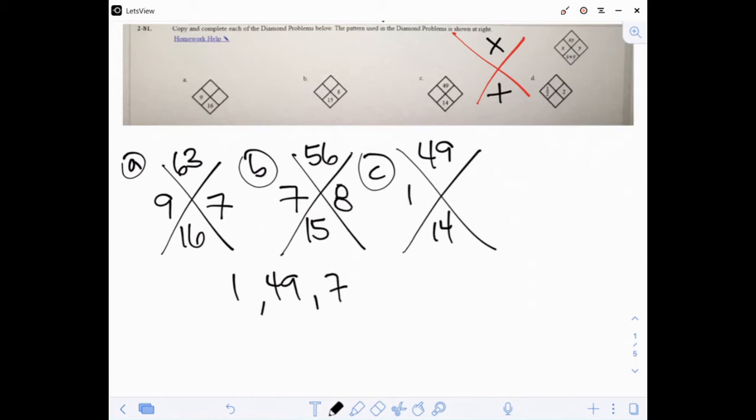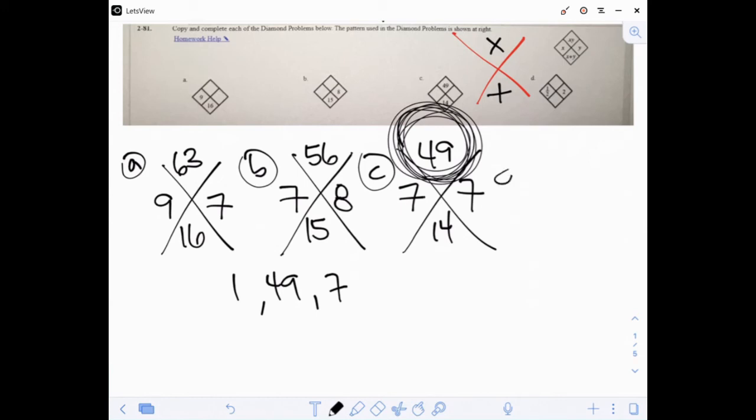Well, if we put 1 and 49 here, the top part works. But 49 plus 1 is not 14. So that doesn't work. So it's not that, which tells us the only option is 7. So if we put in a 7 and a 7, 7 times 7 is 49. 7 plus 7 is 14. So we know we're good. So always, when they give us a top and bottom, you always work on the multiplication first.